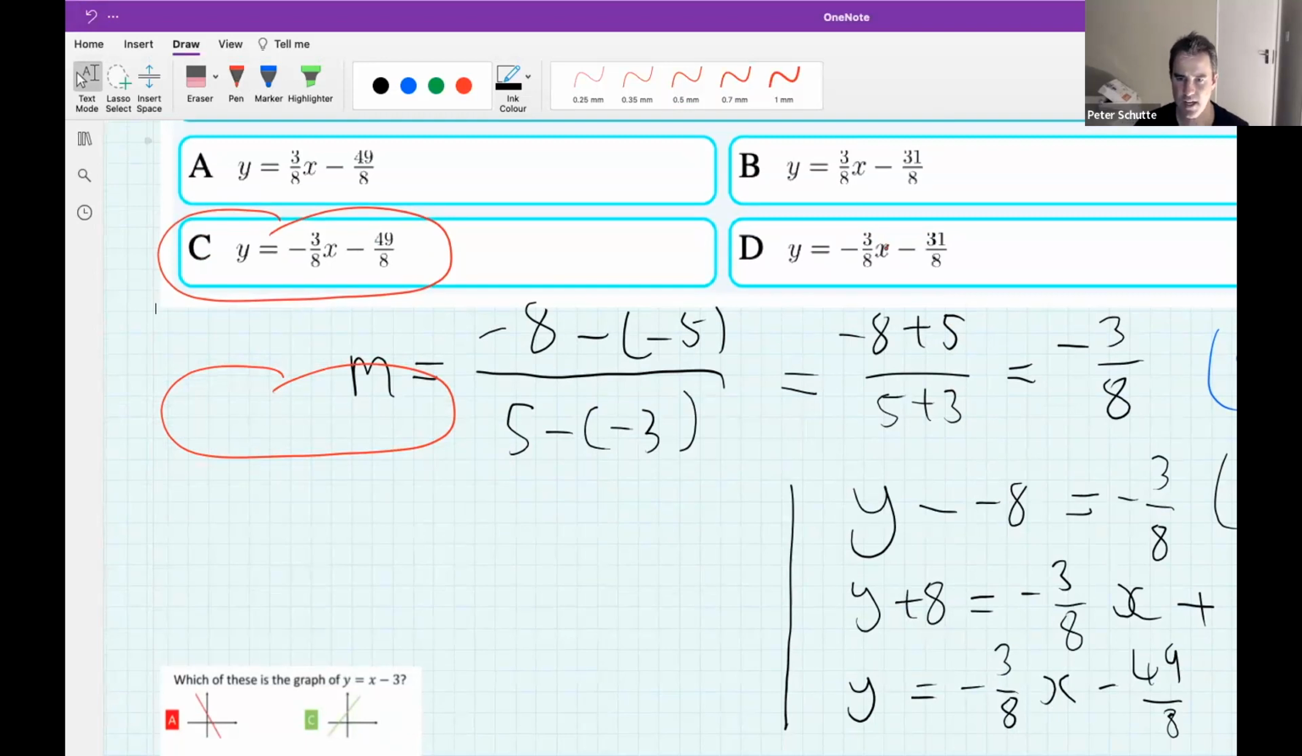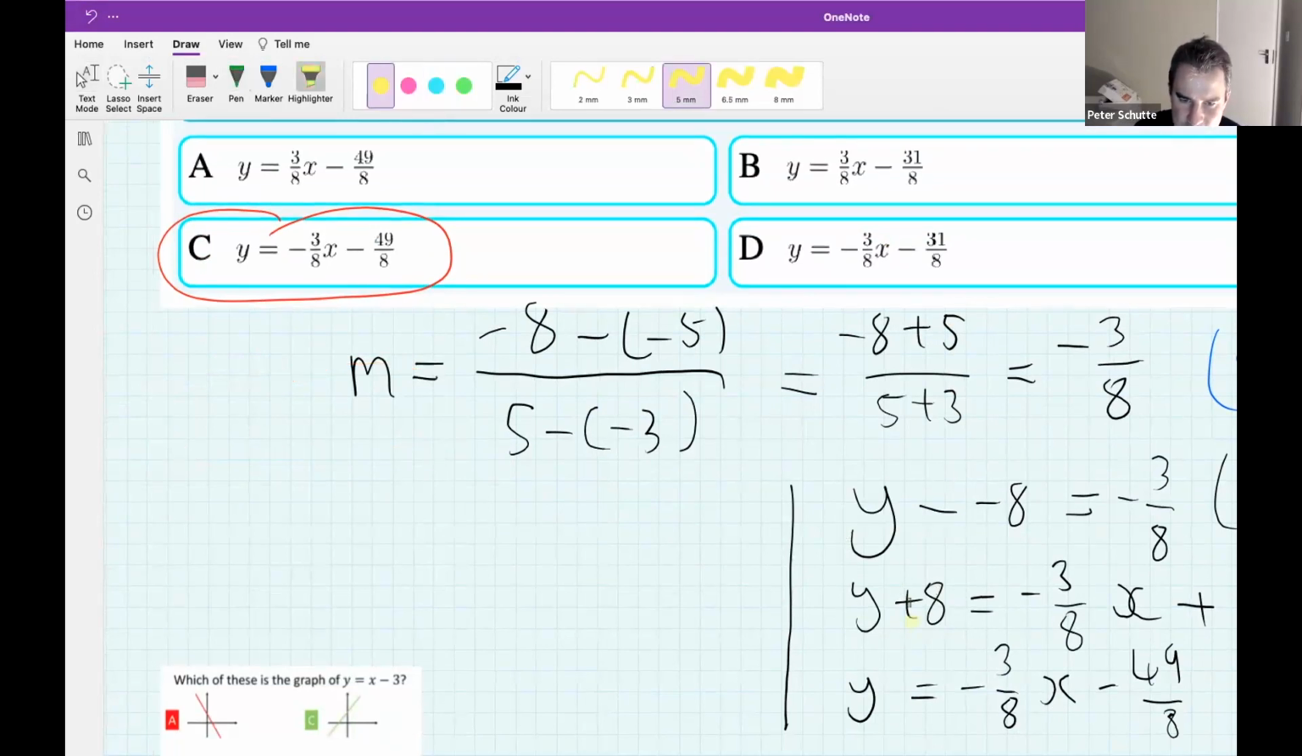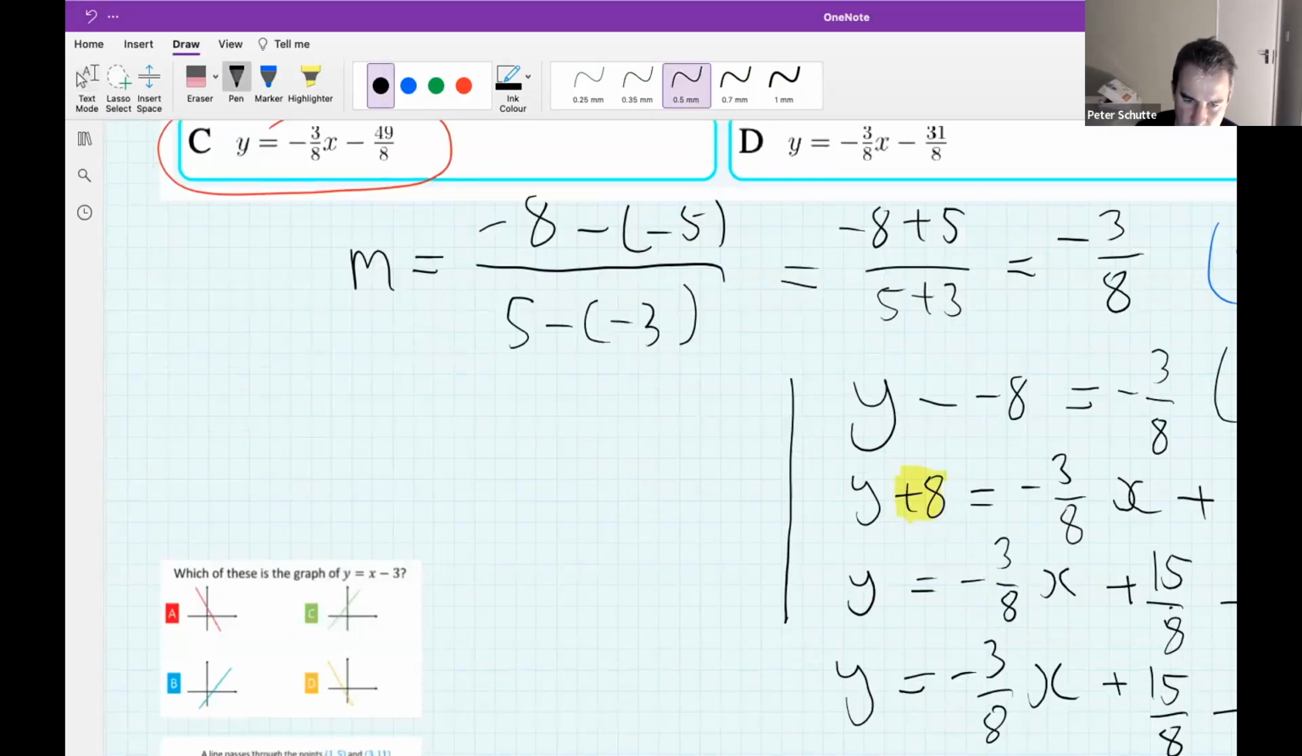Okay, so let's just check. So if you get, okay, when you bring this plus 8 to the other side, it becomes minus 8. So let me go over that bit because I think I went a bit quick. Plus 15 over 8 minus 8. Now, 15 over 8 could be written as 64 over 8. And so that's why those two together, obviously your calculator will make this easier, but you can just go. So it should be that.